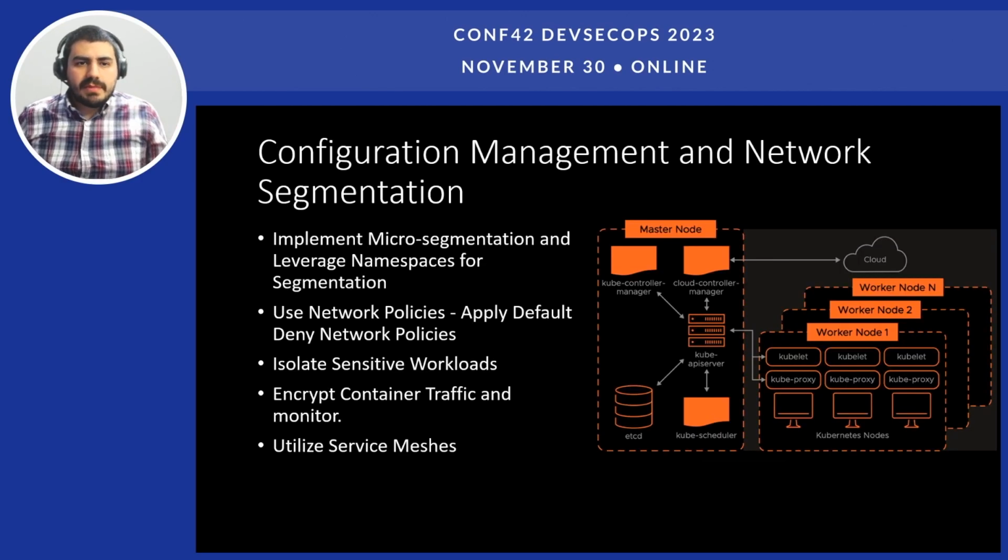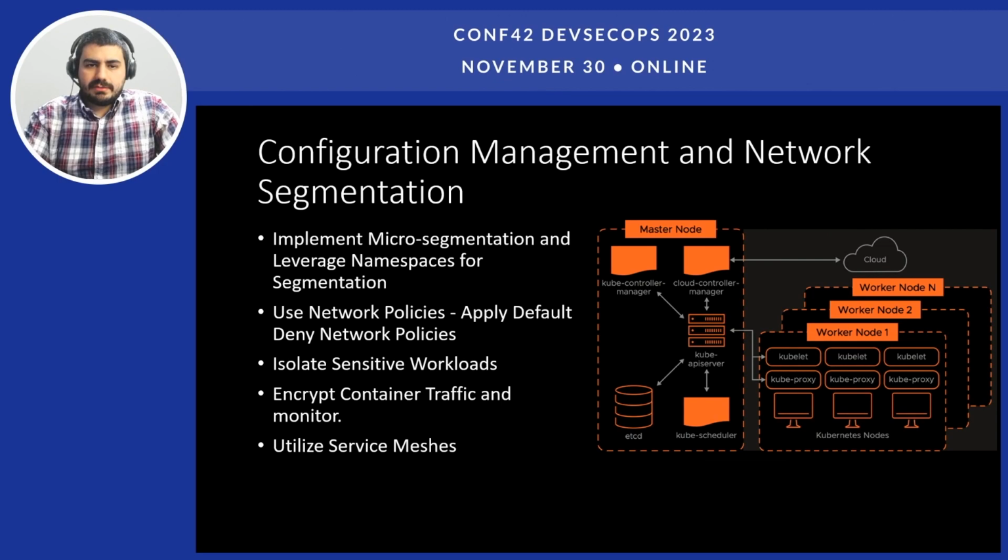A few points regarding configuration management and network segmentation. I would highly recommend implementing microsegmentation. So always use fine-grained network policies as much as possible. Control communication between your microservices and containers. Leverage namespaces in Kubernetes to segment the resources. It's a good boundary for the network policies. Also use network policies, especially in Kubernetes, to define which network connections are allowed or blocked. By default, block or deny everything. Then start to add what you need based on your setup.